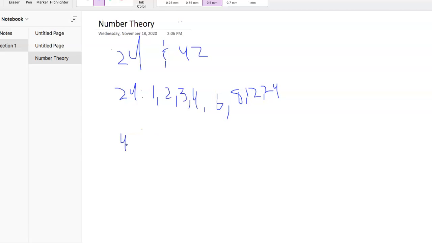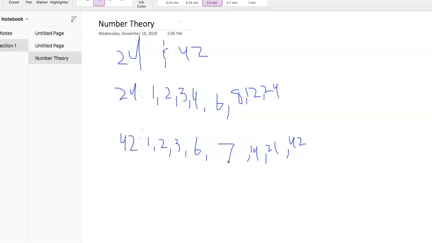For 42, and kind of a drawn out process here, but 1, 42, 2, and 21, 3. 3 times 14 is 21. There's 3 and 14. And then finally 6 and 7. Okay.